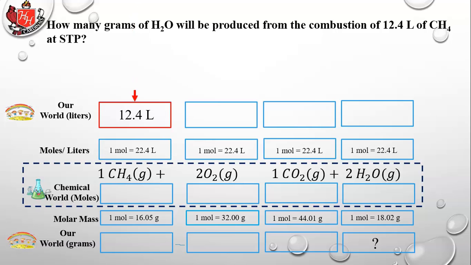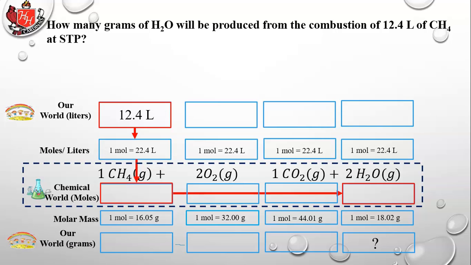So what we're going to do is come down and down. We use the 1 mole equals 22.4 liters to convert the 12.4 liters into some number of moles. Then we come across, and that's the only place we can go sideways, inside the chemical equation. So we have an equivalence there of 1 mole of CH4 equals 2 moles of H2O. We don't care about O2 and CO2 in this problem; we're just skipping past them. That'll put us over in the moles of H2O box.